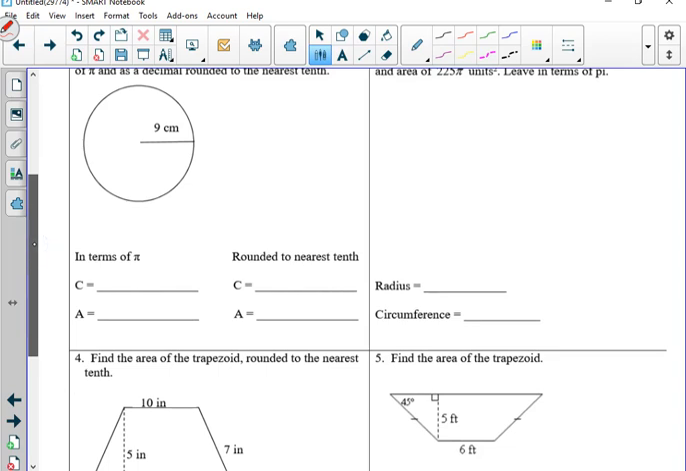Okay, in terms of pi, again, the circumference is, if this is 9, then this is 18. So circumference is pi times diameter. The area is radius squared times pi. Now, if you just multiply those numbers by 3.14, you get 56.5 and 254.5.